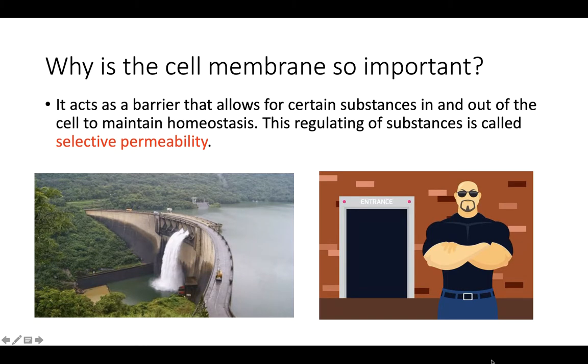So, homeostasis is that characteristic of life that ensures that our internal conditions are balanced. And so, it's important to be able to balance what our cells need, and not only that, but what our cells don't need as well. So, in terms of regulating substances, this is called selective permeability. And so our cell membrane allows us to be selectively permeable.